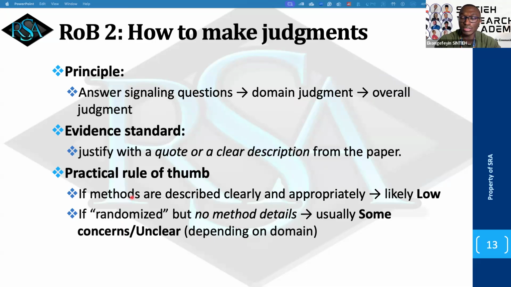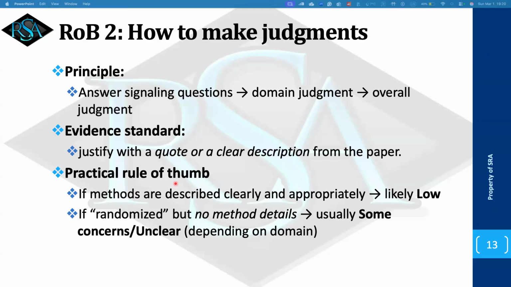It is always important that whatever you do, if you say it's high evidence, try to find a description from the paper that shows that it's of good quality. Generally, as a rule of thumb, I would want Afai, can you read the rule of thumb? If methods are described clearly and appropriately, likely low. If randomized but no method details, use some concerns or unclear, depending on domain.